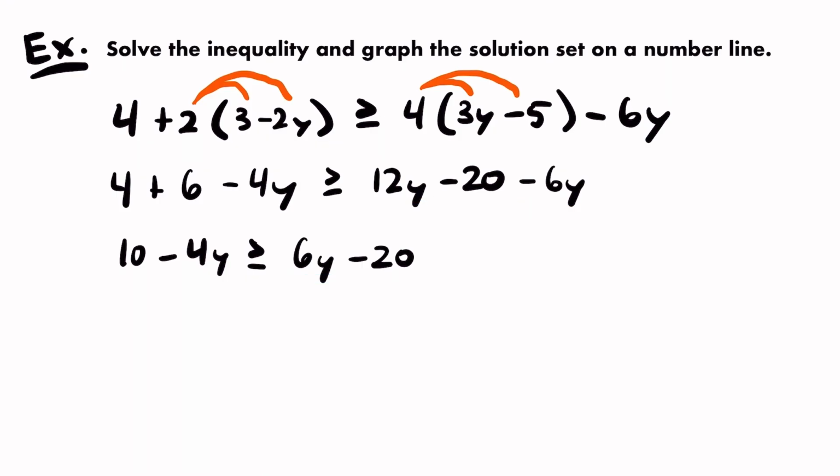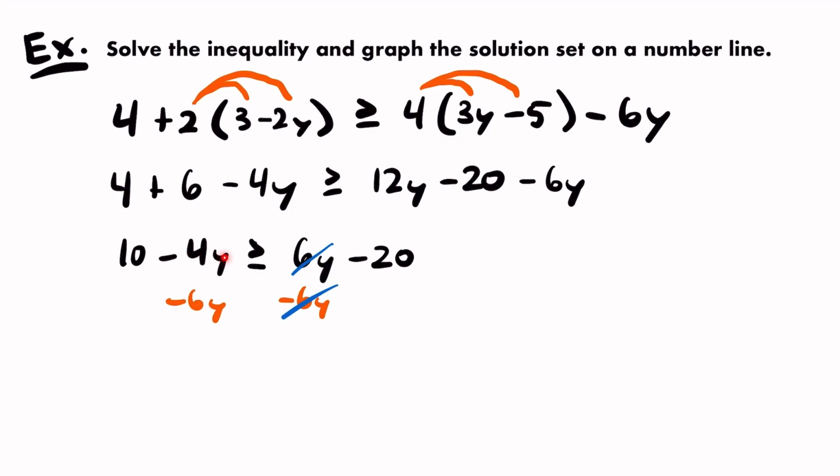All right, but now notice that we still have two terms that involve the variable of y. So we want to try to combine them. We just want one term involving y. And so what I'm going to do here is subtract 6y from both sides of the inequality. So if we subtract 6y from both sides, positive 6y minus 6y will cancel out with each other. They will combine to be 0.